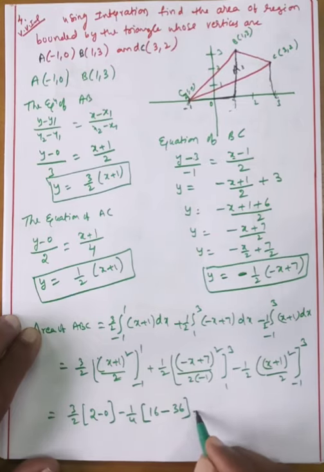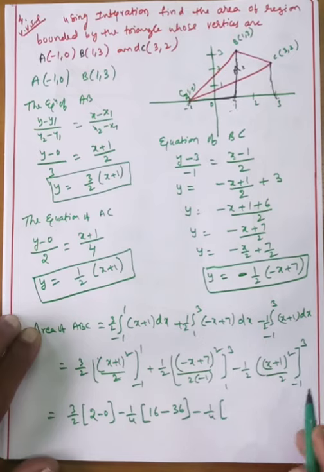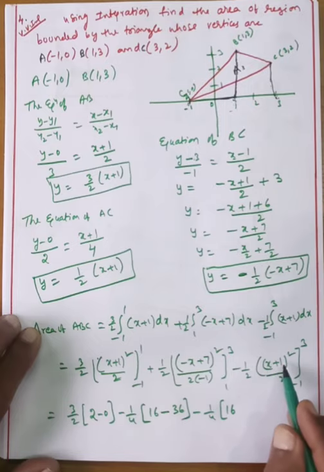This is minus 1 by 4 into, here upper limit is 3. 3 plus 1 means 4 square means 16. Minus lower limit, minus 1 plus 1, 0.